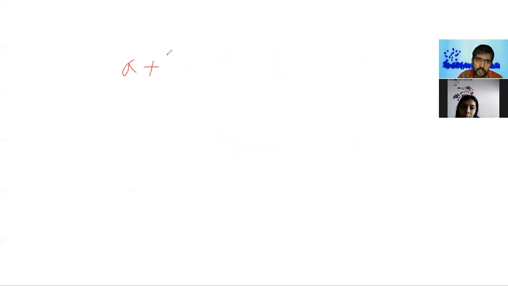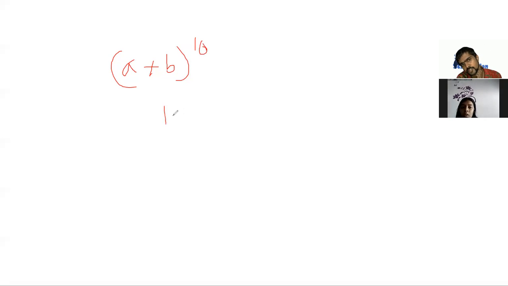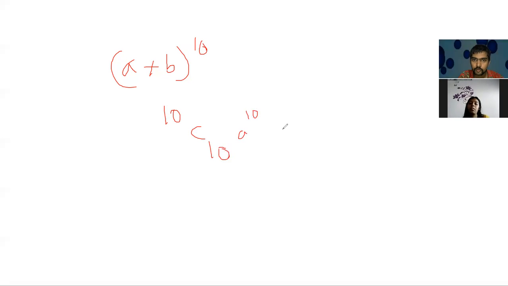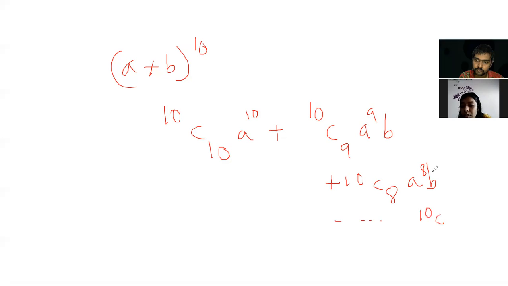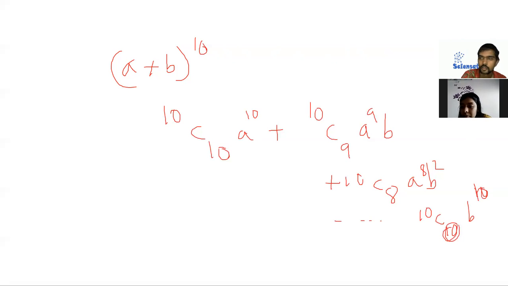Now let us say I take (a plus b) whole power 10. Initially, how many apples do I choose from 10 baskets? 10. So no bananas. Then what do I do? You choose 1 banana and 9 apples. 9 apples, 1 banana. Correct. Then what do I do? 8 apples. Last? b square. So we get b square. Correct. Last? 10C10, b power 10, 0 apples. But it's so painful to write so much, no? So what do we write?